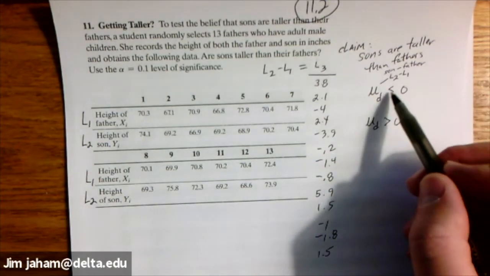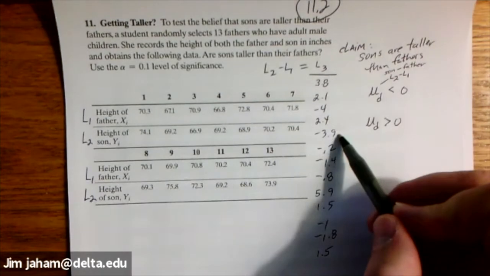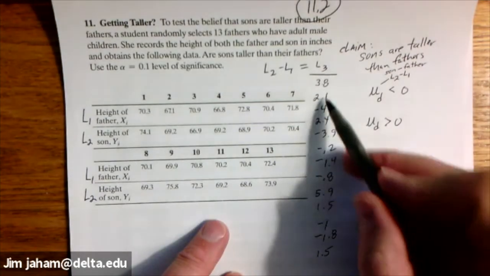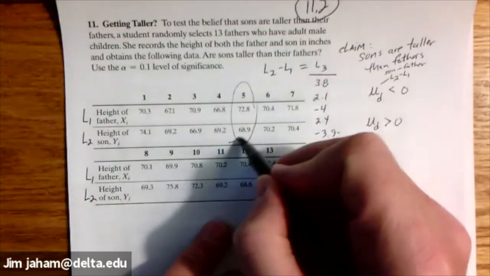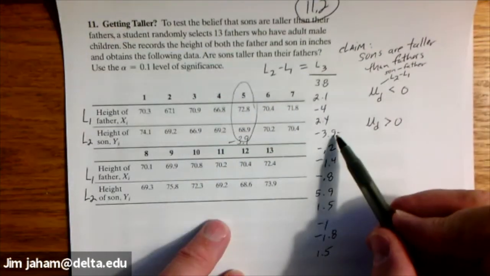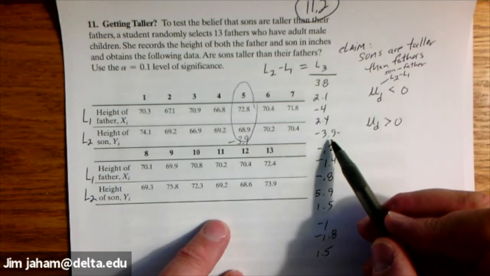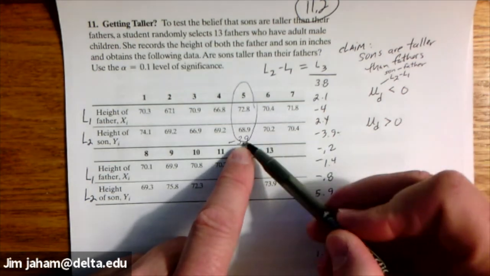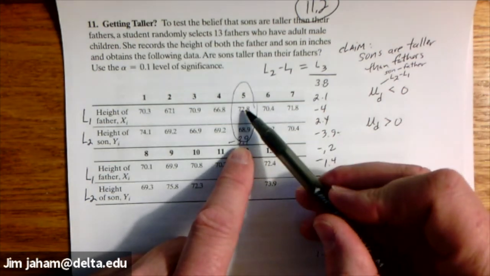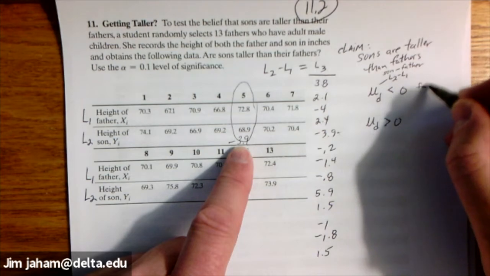Let's take a look at this one that says the mean of the differences is negative. Let's just take a look at an individual pair, this one here, 1, 2, 3, 4, 5, the fifth one right here. That gives us the negative 3.9. In this case, if we encounter a negative number, does that mean that the son is taller or the father is taller? Here we got a negative. Which is taller, son or father? You can see that the father is taller. So if we have the mean of the differences is negative, that would mean that the father is taller.